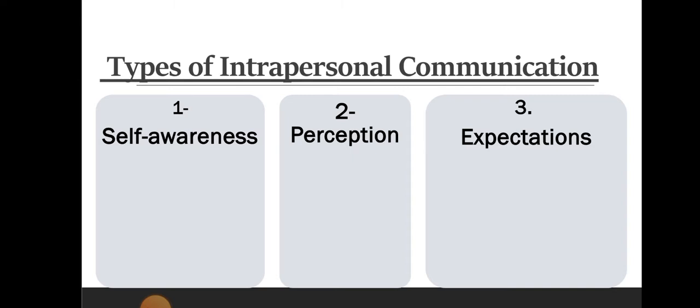Expectation. The third type of intrapersonal communication is regarding expectation of the future. Different people have different expectations. What do you expect of your own future? What do you expect about the futures of others? Some people expect to have kids in the future, some don't. Many people expect to become something great, but others don't.